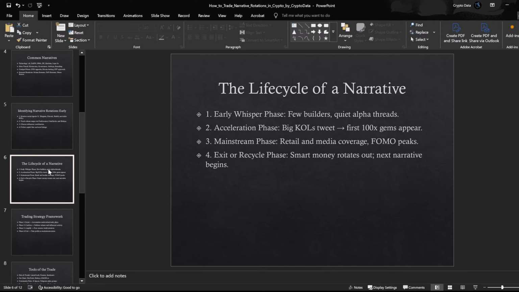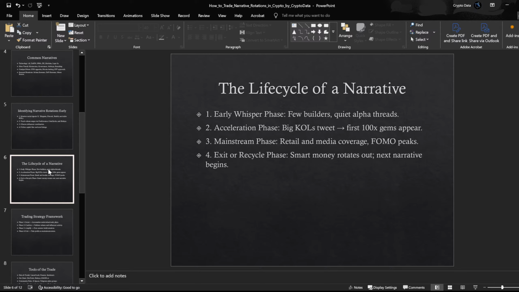Now, the life cycle of a narrative. So you have 4 phases, okay? You have the early whisper phase, few builders, quiet alpha threads. So maybe the project could still be building, maybe they have their white paper, but not much else after that. Okay, fine. Or you could see that, okay, I heard CZ maybe building a DEX on the BNB ecosystem because he sees Hyperliquid as a competitor to Binance. So maybe we could start seeing more attention on BNB soon, right?